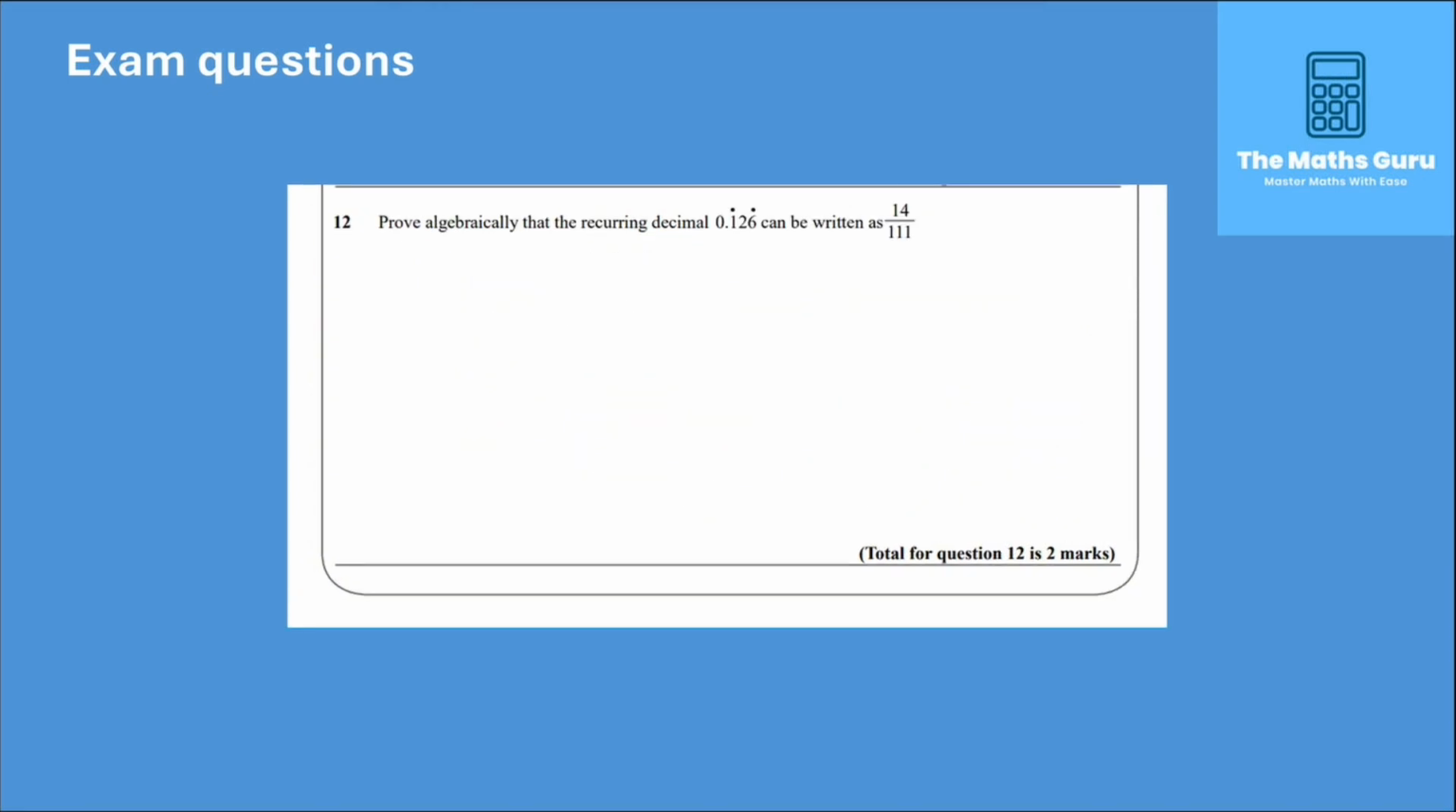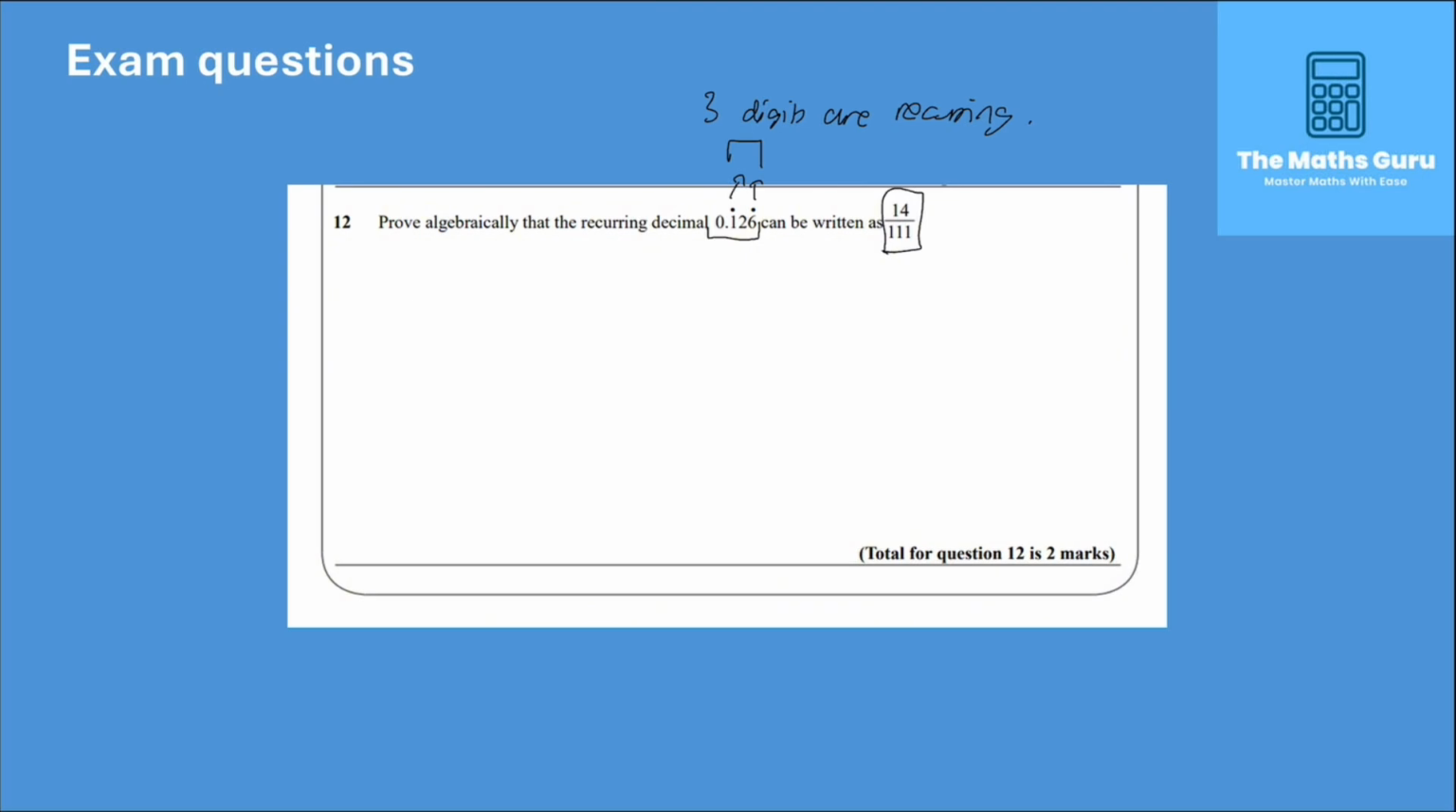So in this question, we're asked to prove algebraically that the recurring decimal 0.126 can be written as 14/111. So let's get started. When we have two recurring decimals and in between them is sandwiched another number or another few numbers, this means that all 3 digits are recurring. So if there are recurring symbols on either end of the decimal, it means everything in between as well as the numbers on the ends are also recurring.